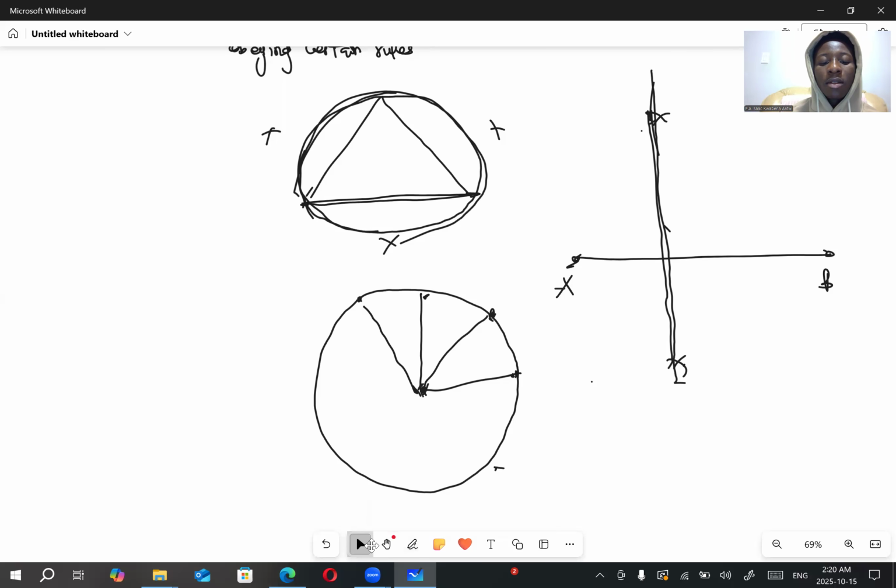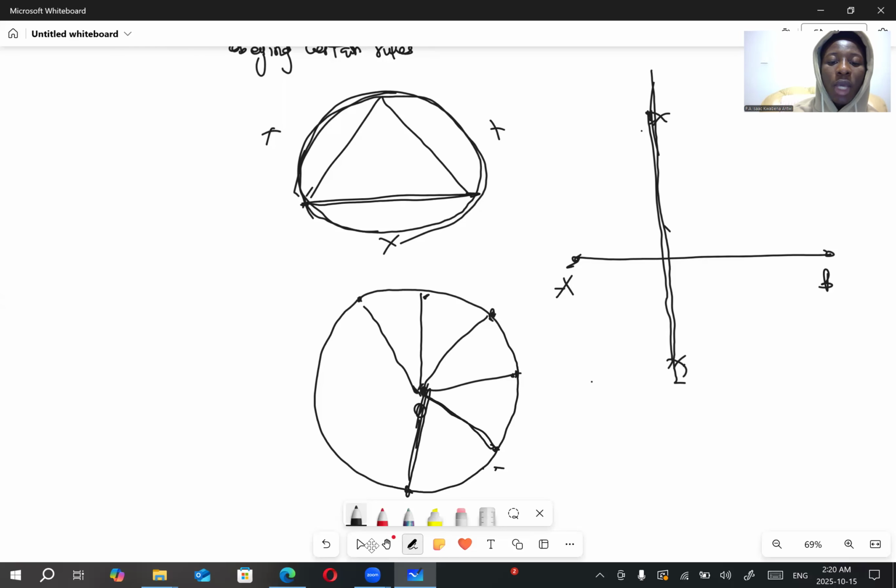Did you get it? So what is the rule to get this locus? The rule to get this locus is you must have what? A fixed point. And then you must have other points. But note, the distance from those other points to the fixed point must be the same. So if it's 4 centimeters, it's 4 centimeters all through. Do you understand?